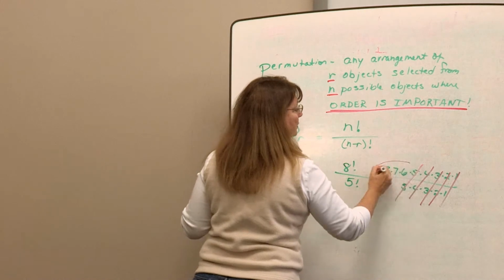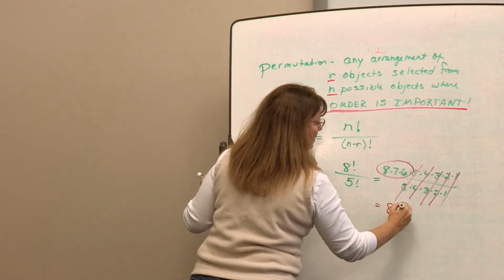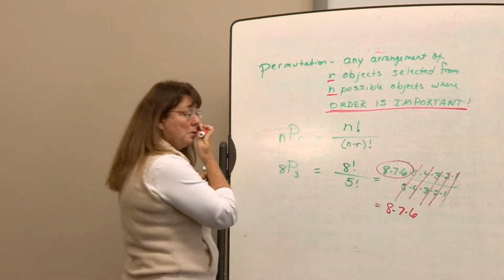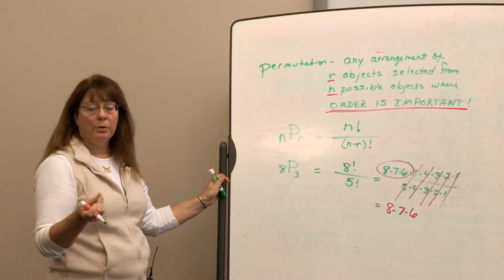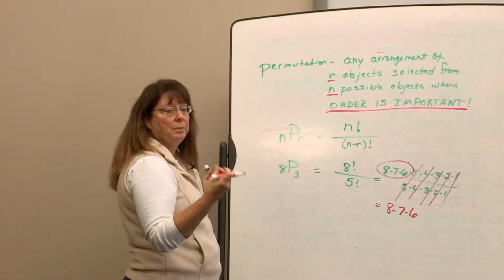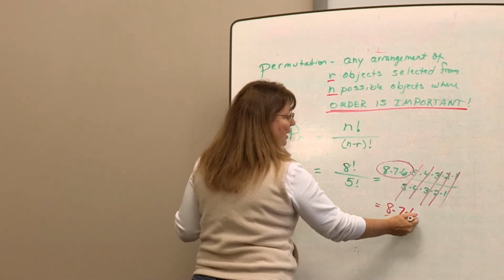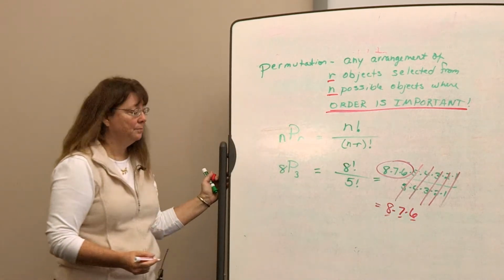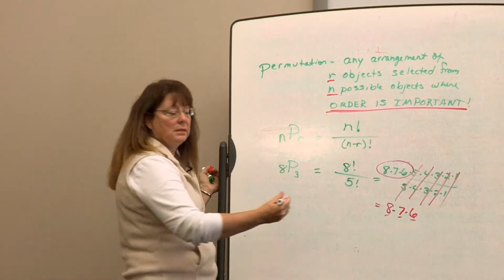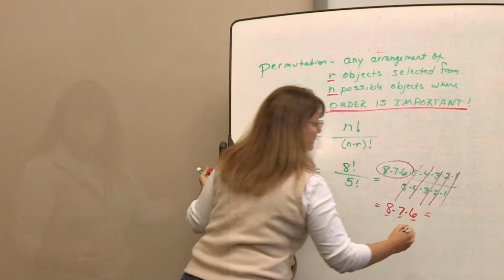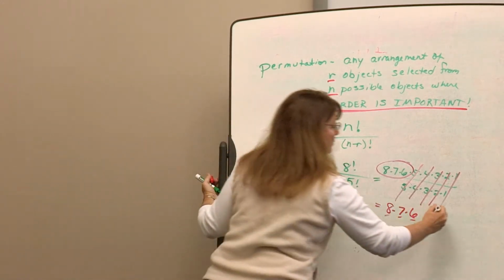All I'm left with is 8 times 7 times 6. There were 3 places that we were concerned about. We had 8 runners and we wanted to pick the 3 places, and that's what we have, 3 items left for those places. And what is 8 times 7 times 6? How many different ways could this happen? 336?